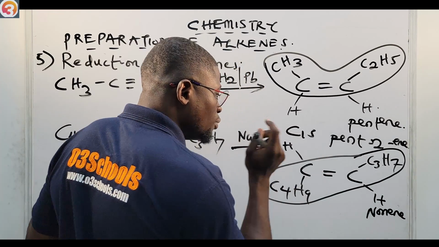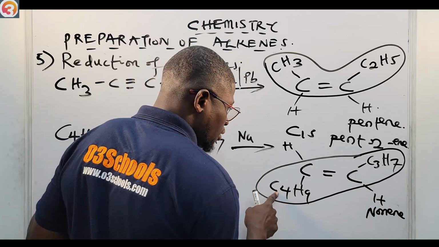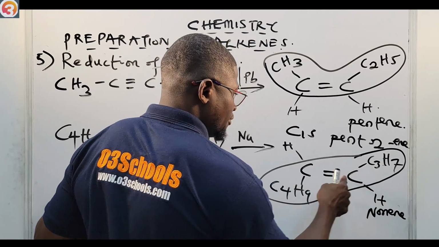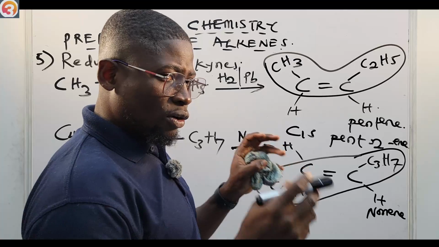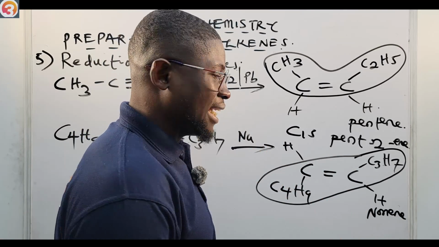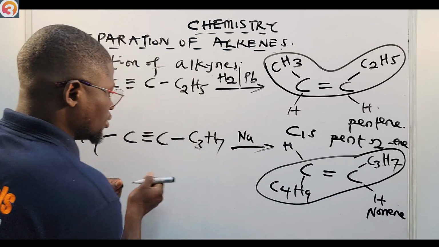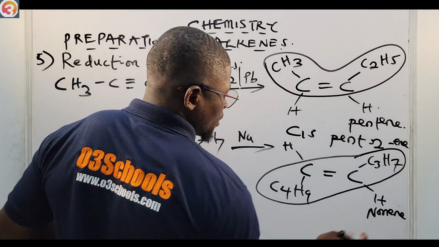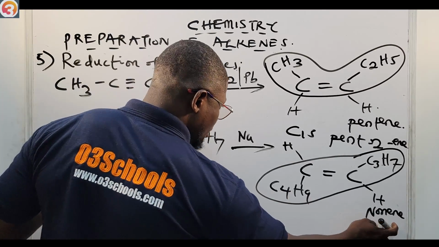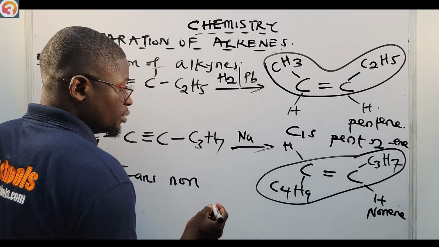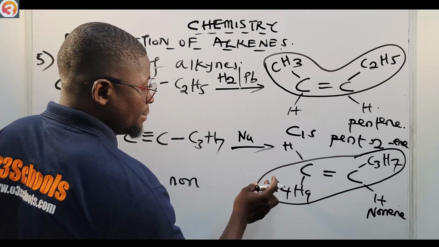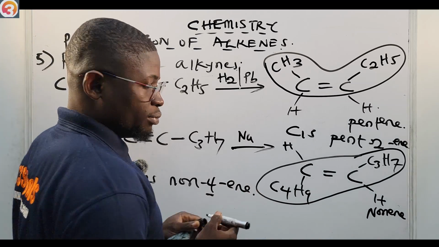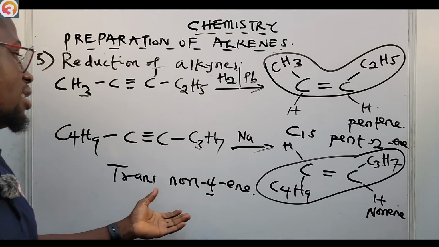But then now the position of the double bond, the closest position, this will be 4, this will be 5 before we now get the double bond. But this will be 3, this will be 4 before we get the double bond. That is 4, 4 is shorter than 5. So we are going to have trans non, how many ene? 4 ene. This one is the position of the bond. So we're going to have trans non 4 ene.